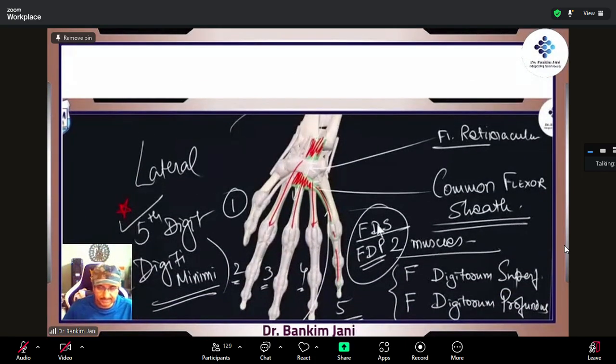So now things are very clear. We have got flexor digitorum superficialis and flexor digitorum profundus, which are going through this common entry. And then there is a separate entry for the fifth, that is the digiti minimi. All others, for the rest of the fingers, second, third, fourth digits, things are normal. They will be going straight.